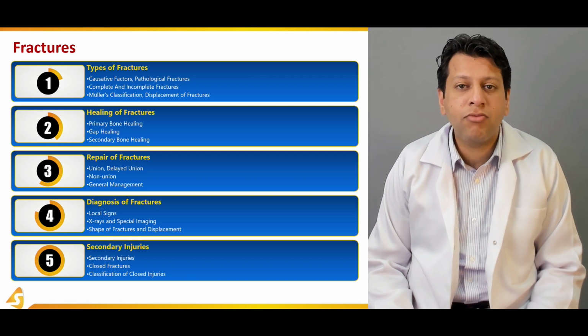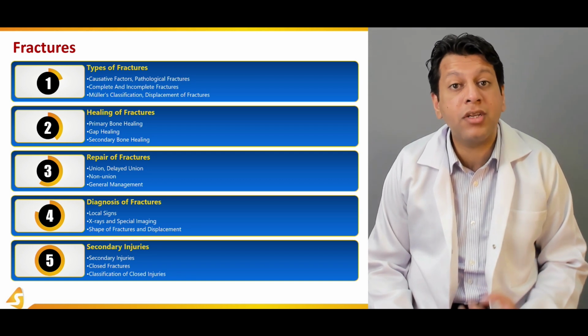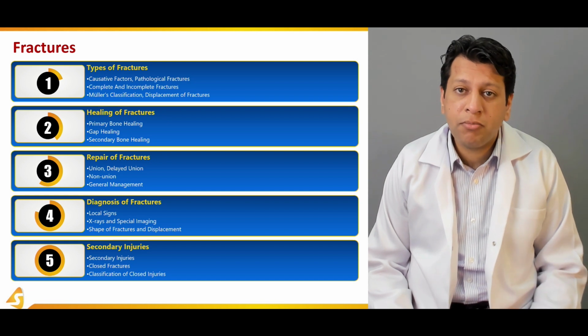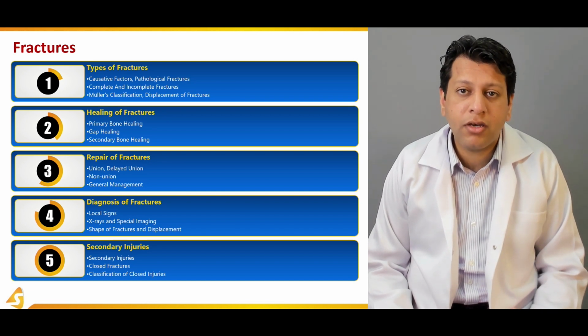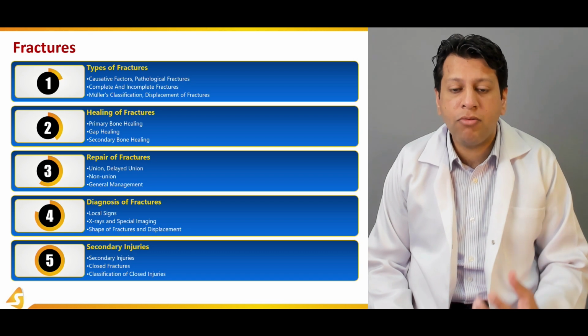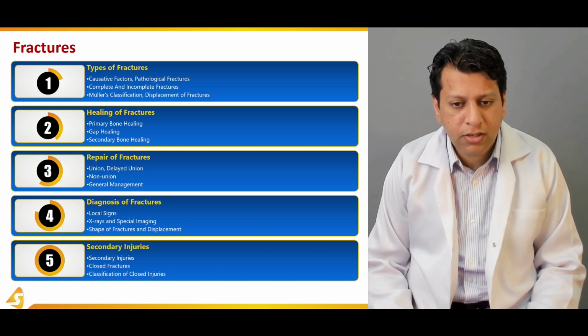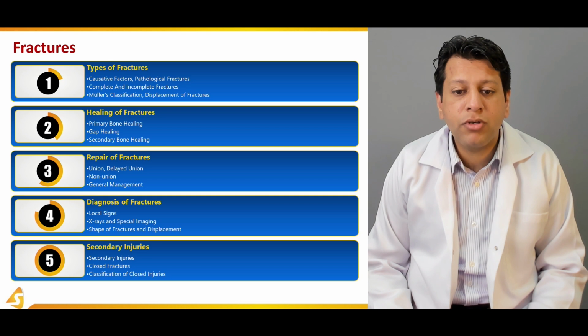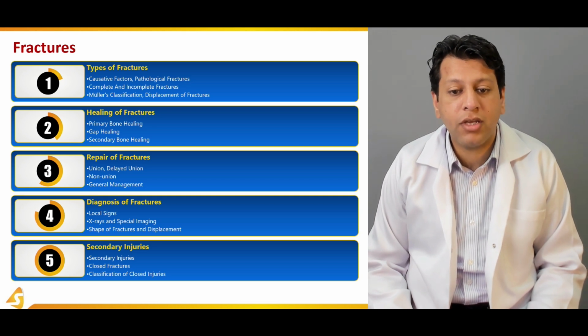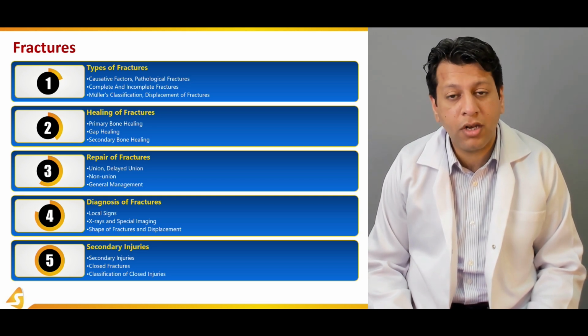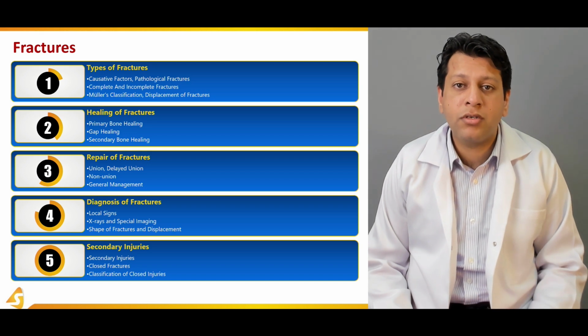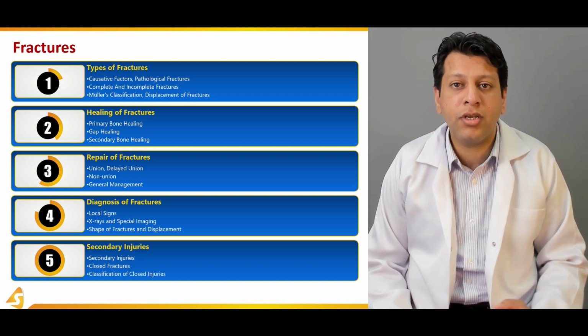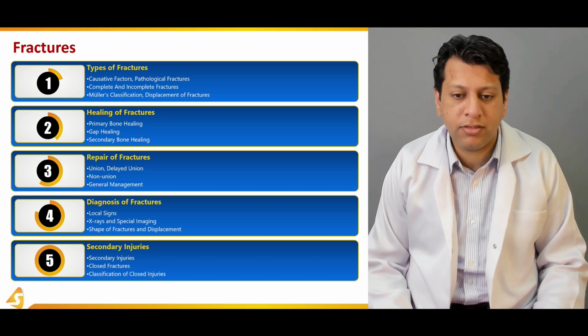In the second section we'll be discussing how the fracture heals. There are two mechanisms, mainly primary healing and then secondary healing, and we will be briefly discussing both. The third section will be going through how the repair of fracture actually occurs, what is non-union, what is delayed union, and how to manage the non-union, which could be septic or aseptic.